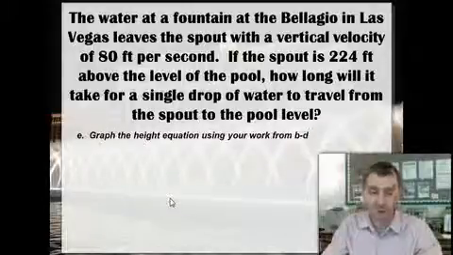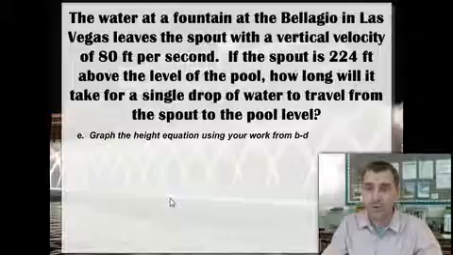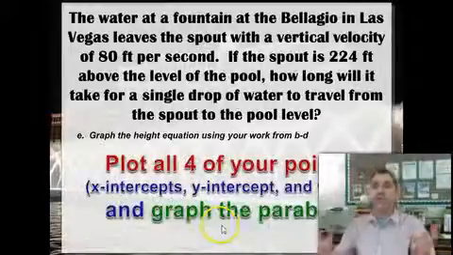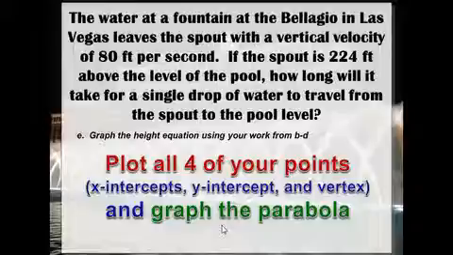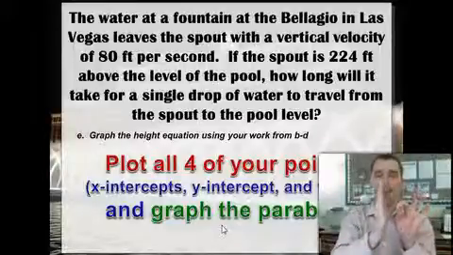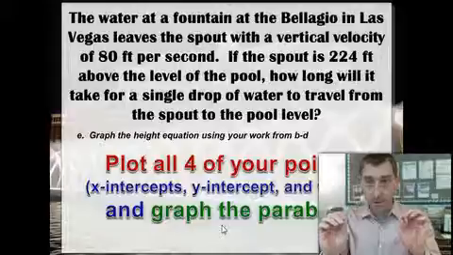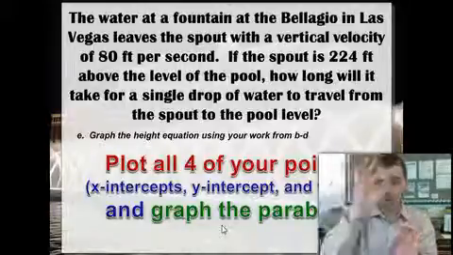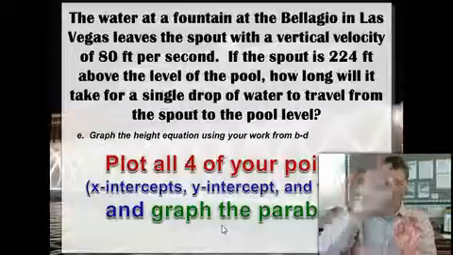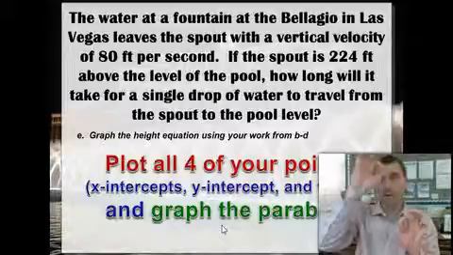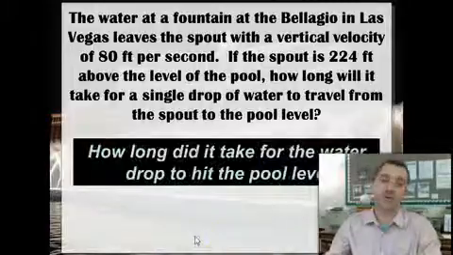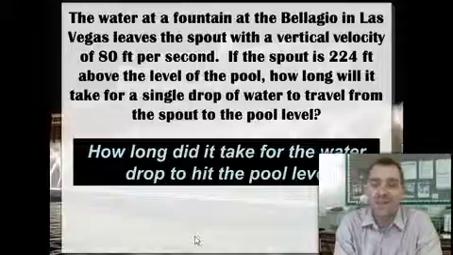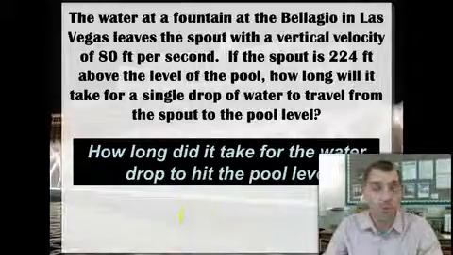And then letter E is just graphing the height equation using your work from B and D. So you plot all 4 points: the two t-intercepts where it crosses the t-axis, the horizontal axis, the h-intercept where it crosses the y-axis, and the vertex, which you already got. That tells you exactly how the parabola is going to look. Boom. But here comes the question: how long did it take for the water drop to hit the pool level?